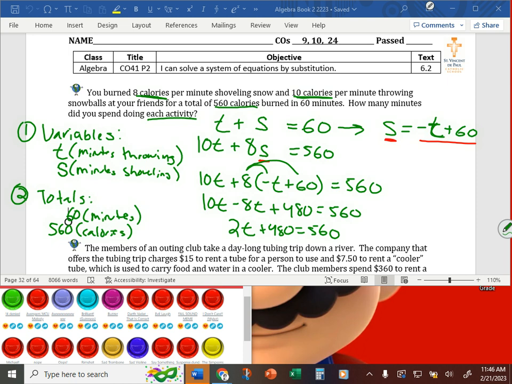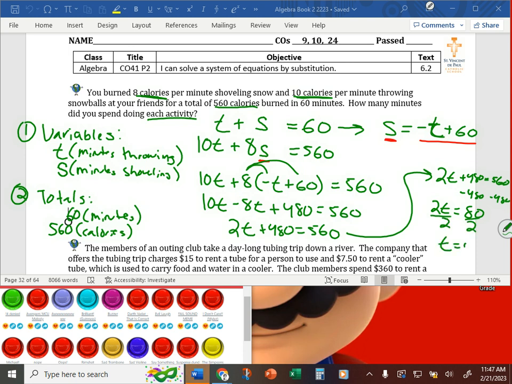Hopefully you've got some more space to write. I'm going to take this and bring it up here. 2t plus 480 equals 560. Subtract 480 from both sides. That gives us 2t equals 80. Divide both sides by 2.